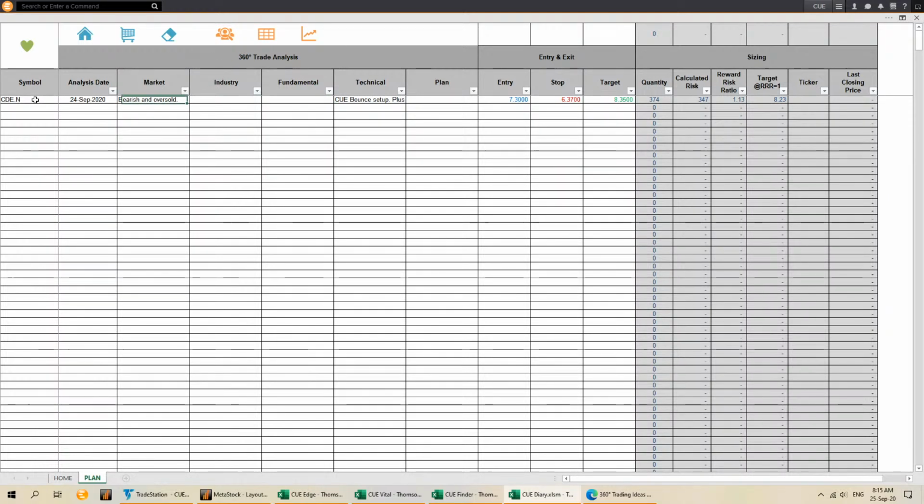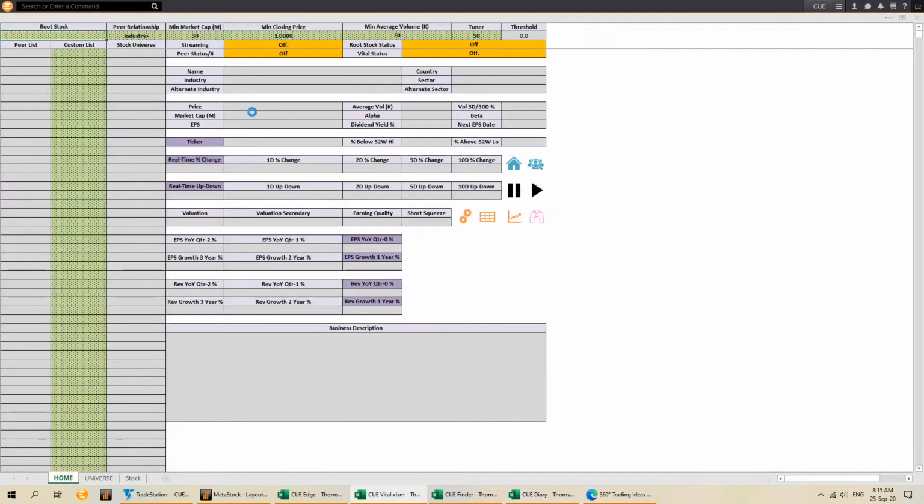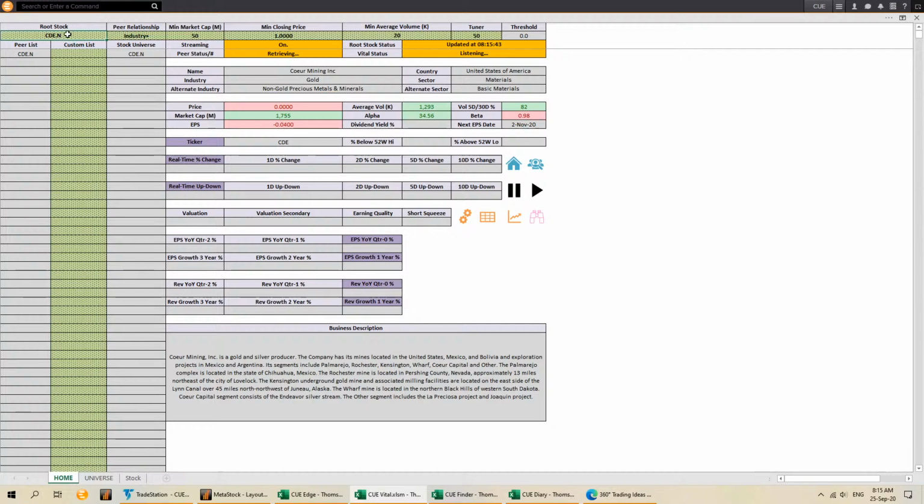I may put my cursor anywhere on the stock that I want to analyze and click on the peer analysis button. That's going to get the stock CDE, use it as root stock in Q Vital. It is retrieving all the peer stocks, further retrieving all the data about the 12 peer stocks, and it calculated the Q Vital scorecard.